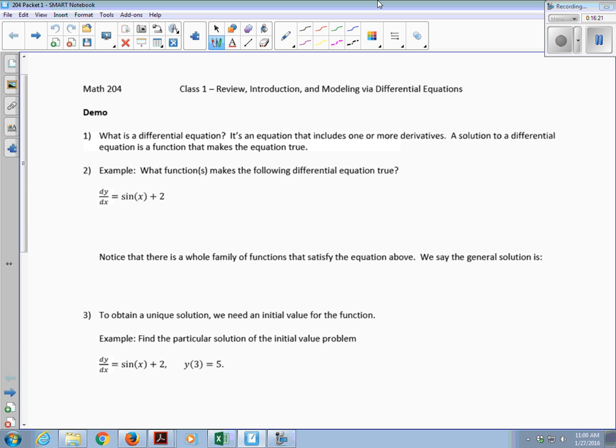So what function makes this differential equation true? dy/dx equals sine of x plus 2. Yes. So, I need to... That was a little bit off. I just fixed it yesterday before I left.